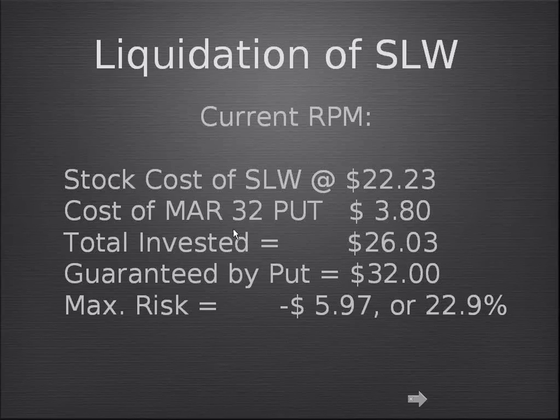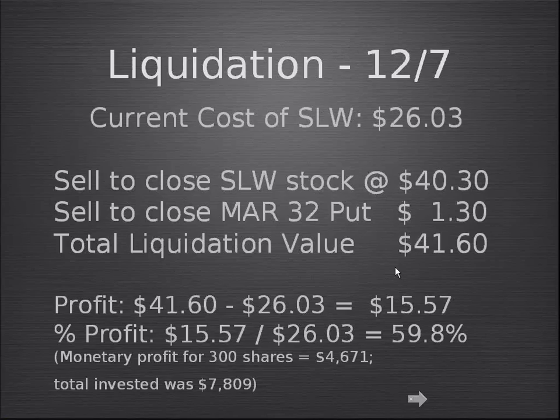Now here was just the wrap up. After all the income methods, the cost basis for the stock was 22.23. We were holding that March 32 put at 3.80. So we had our total investment at 26.03, guaranteed by the put of 32. So we have a guaranteed return of 597 or 22.9%.